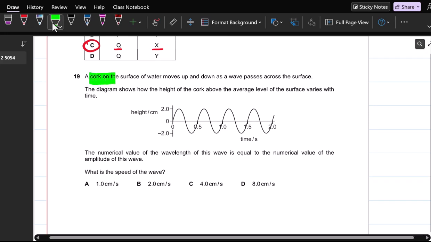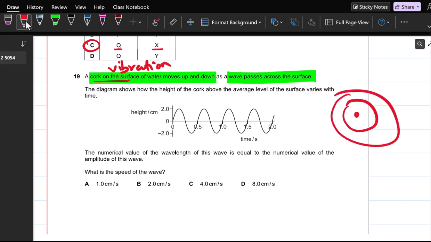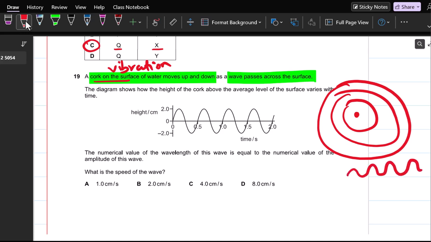A cork on the surface of water moves up and down as a wave passes across the surface. So vibration is created. When the cork moves up and down in the water, you can say ripples are created, or water waves are created in this way. Water is a transverse wave, remember this.